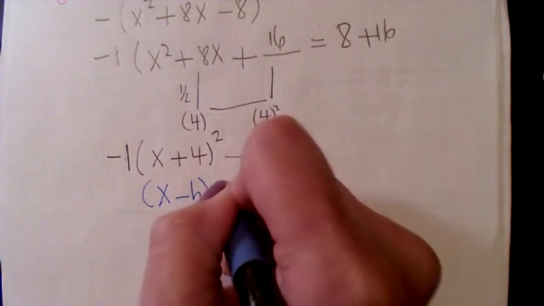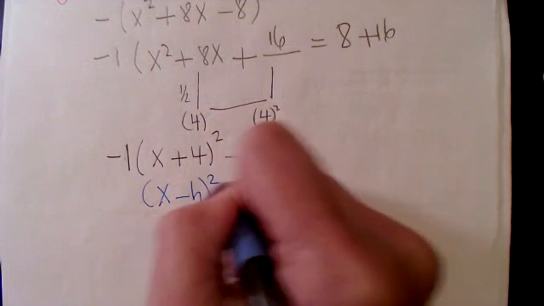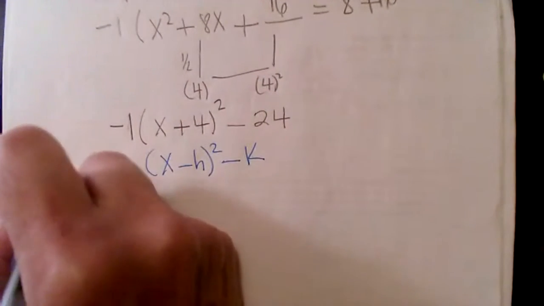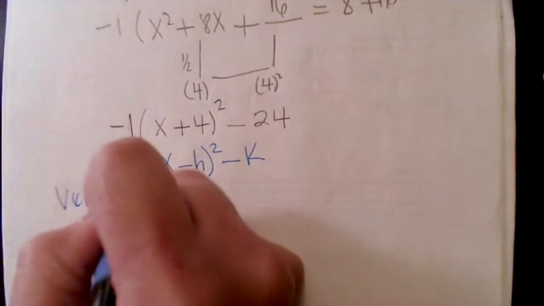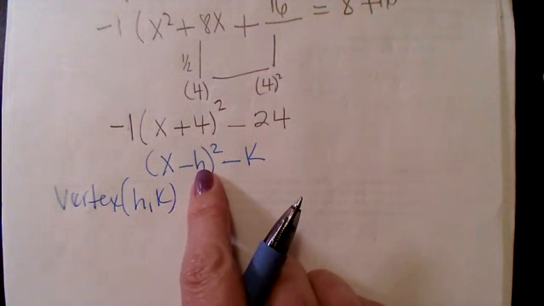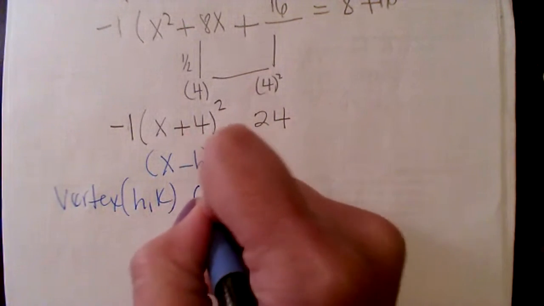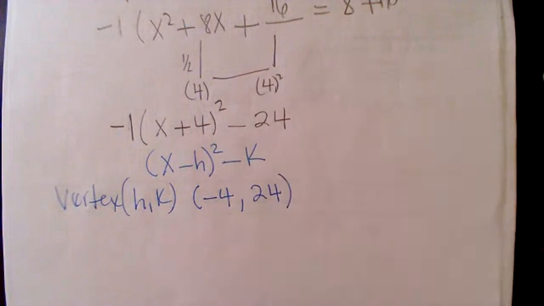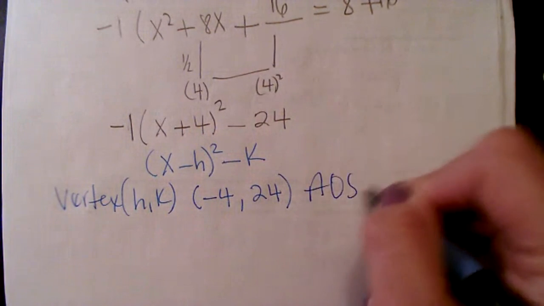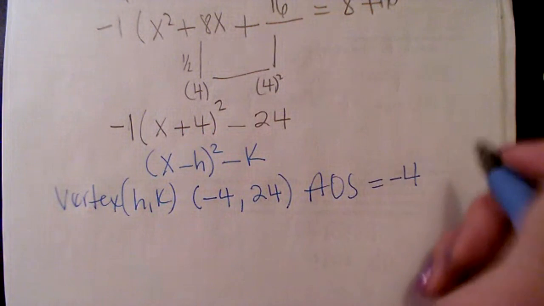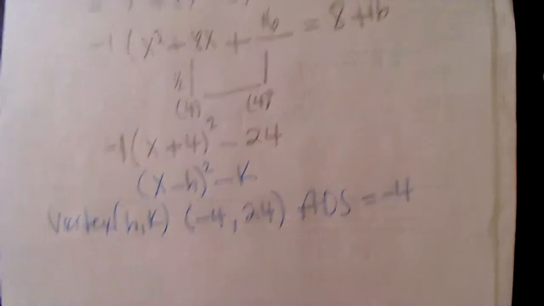This is my vertex form. So my vertex is going to be h comma k. H is going to be negative 4. This one is going to be 24. And if they ask you for the axis of symmetry, it is negative 4, because x is equal to negative 4. Okay?